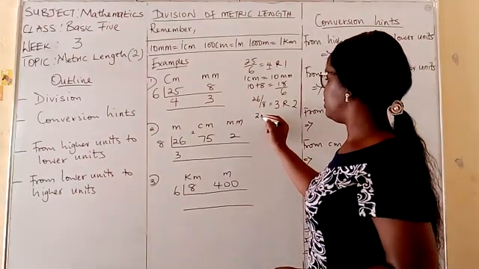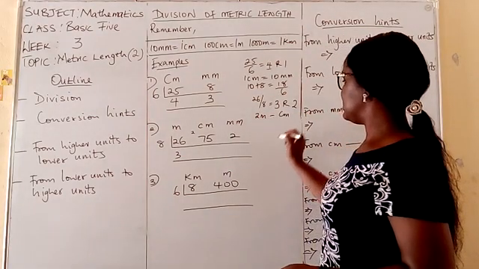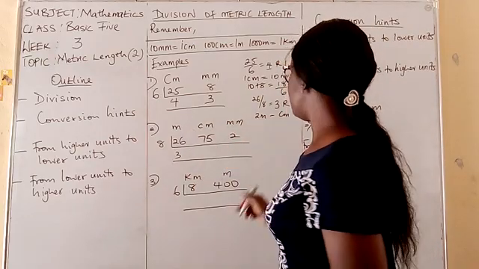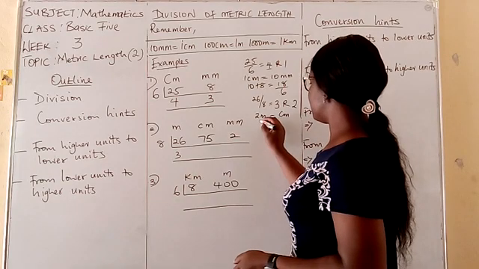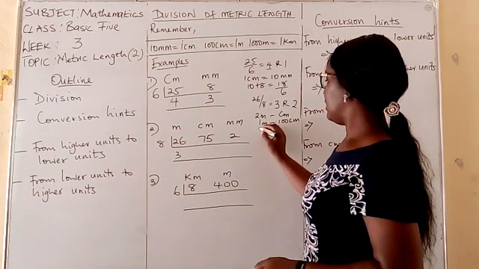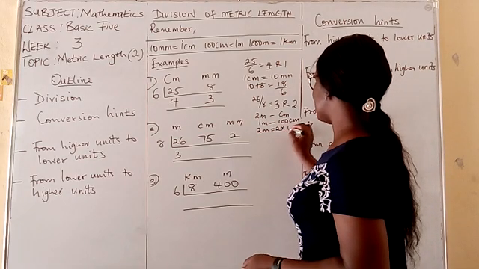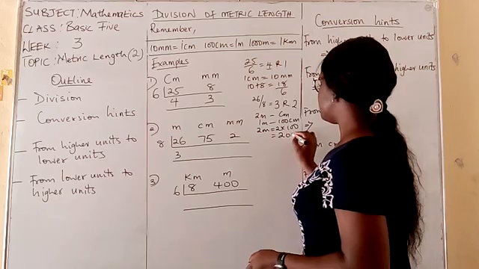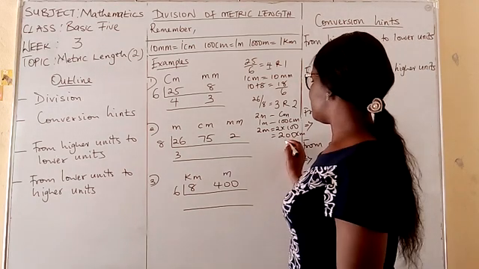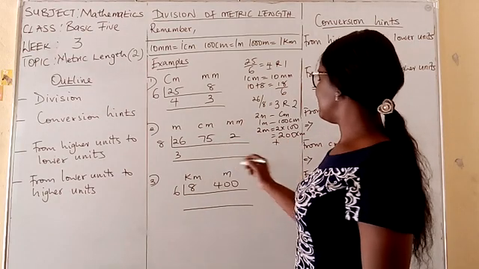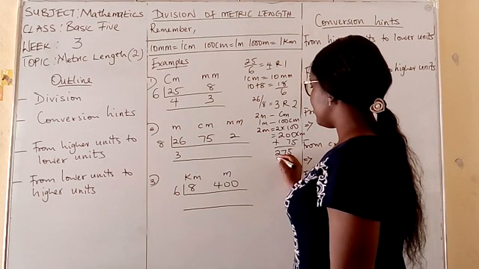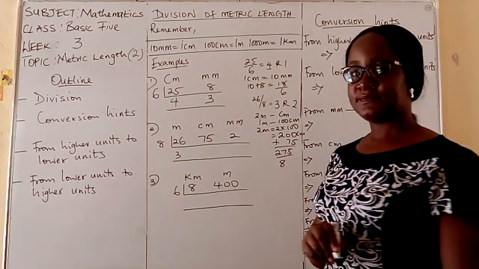Now we are converting 2 meter to centimeter. What do we do? Remember, 1 meter gives you 100 centimeter. So 2 meter will be giving you 2 times 100, which is 200 centimeter. So over here we have 200 plus the 75 that we have, so we'll be having 275 divided by 8.